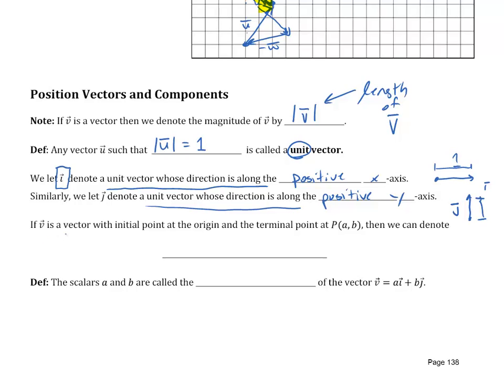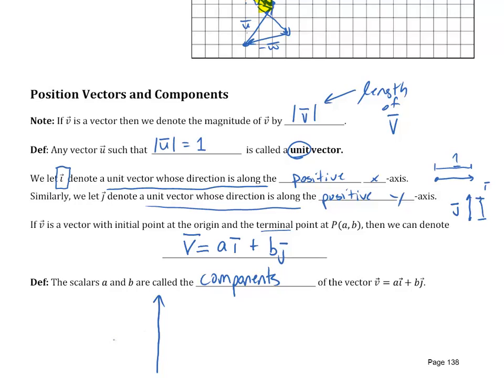Now if v is a vector with an initial point at the origin and its endpoint, its terminal point, is some point in the plane, then we can denote the vector v by writing it in terms of its components: a times i plus b times j. And the scalars a and b are called the components of that vector.